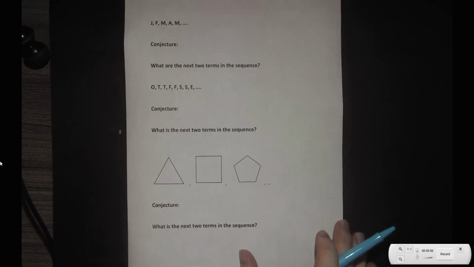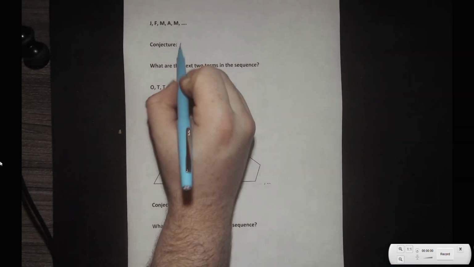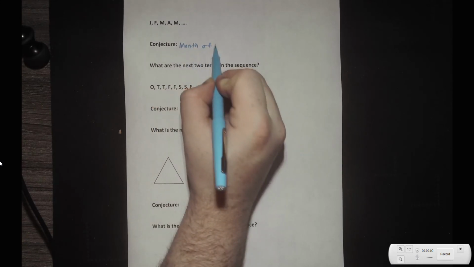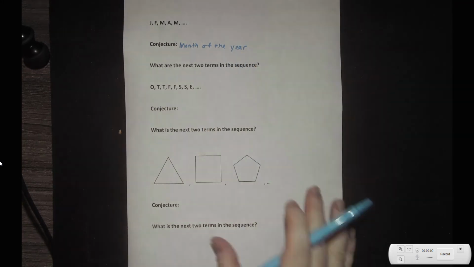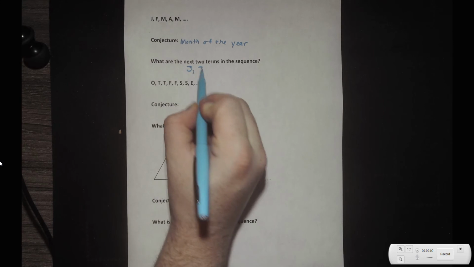Alright, so now we got J F M A M J. This is kind of a verbal pattern. And there's always something it's based off of. In this case, it's the months of the year. What are the next two terms in the sequence? Well, January, February, March, April, May, June, and July.